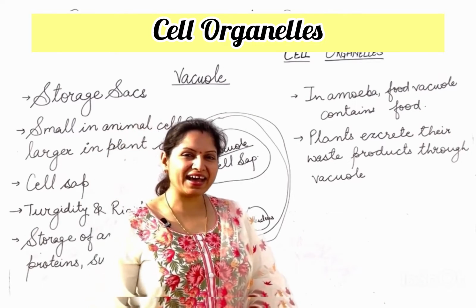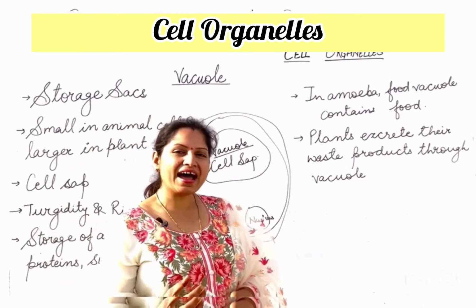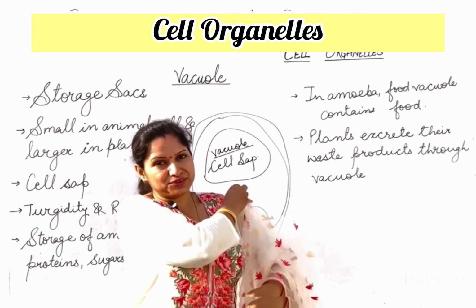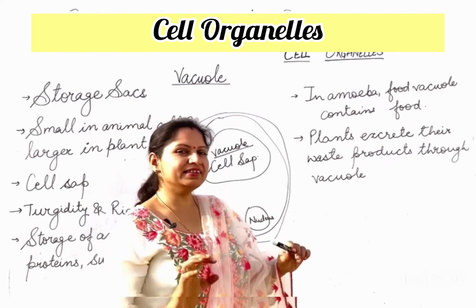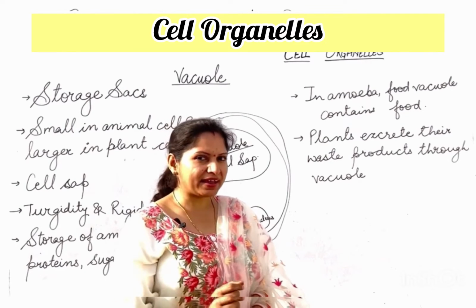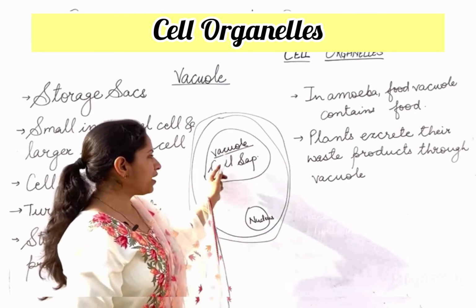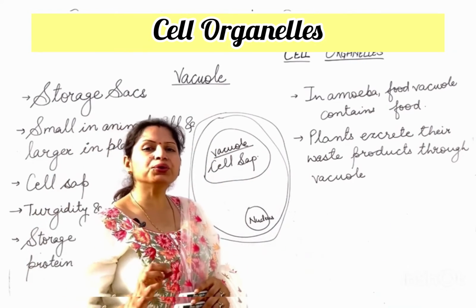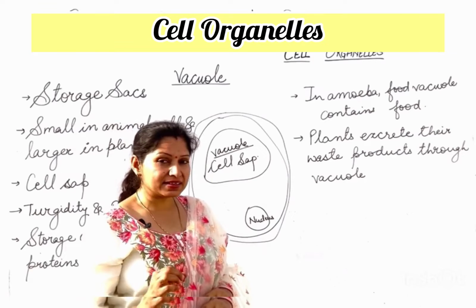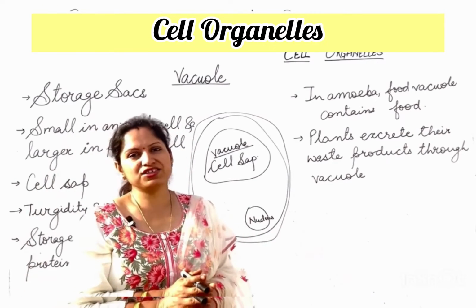In higher classes, you will read that cell sap vacuole and food vacuole are actually types of vacuole. But in 9th standard, these types of vacuoles are not mentioned. One extra thing that I would like to add is the membrane around the vacuole is known as tonoplast. That is known as tonoplast. So that's all about vacuole.